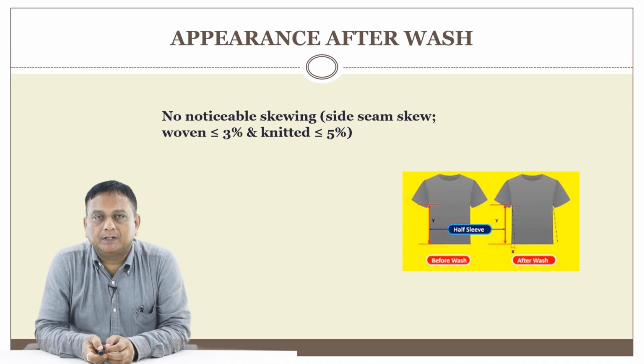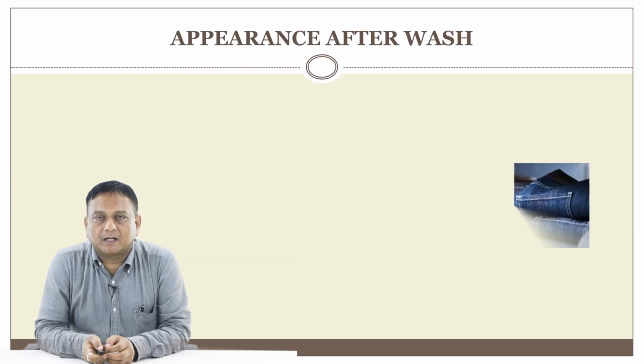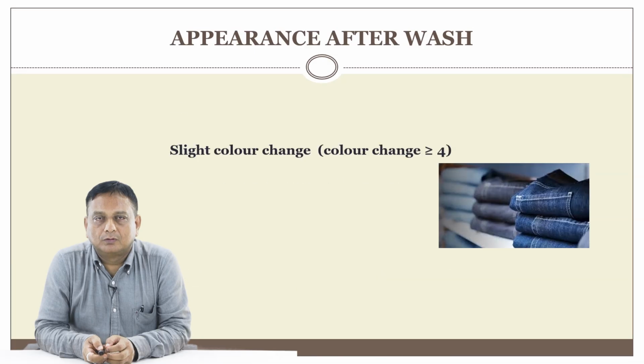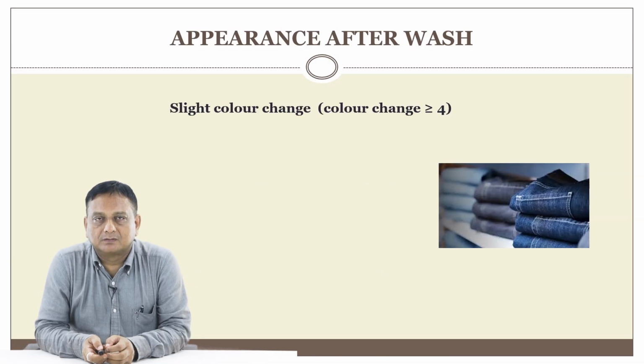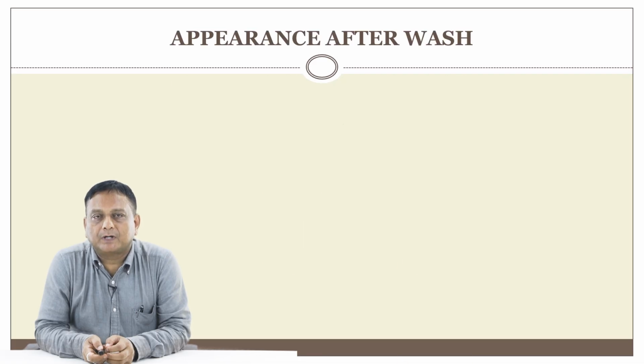woven garments. Normally it should be less than 3% in case of woven, and for knitted garments it should be less than 5%. Now, appearance after wash also talks about the color change. After washing, what should be the color change? Normally the acceptable range is a color change rating of 4 or more, that is acceptable as a slight color change. More than that is not acceptable, like 3 or 3.5 is not acceptable.